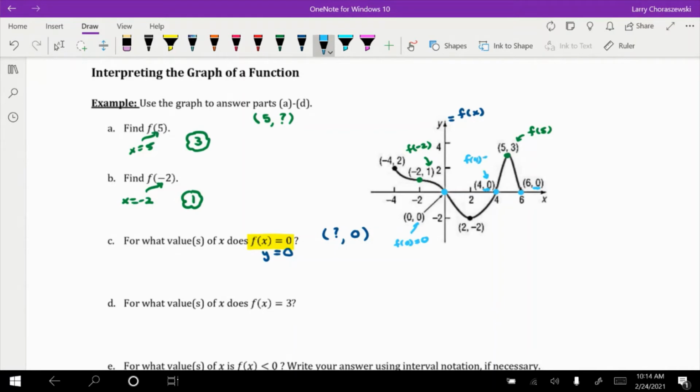F of 4 is equal to 0. And f of 6 is equal to 0. So these x values are what generate y values of 0. So they're going to serve as our answers. And I'll just write it out in kind of a list format. X equals 0, comma 4, comma 6.